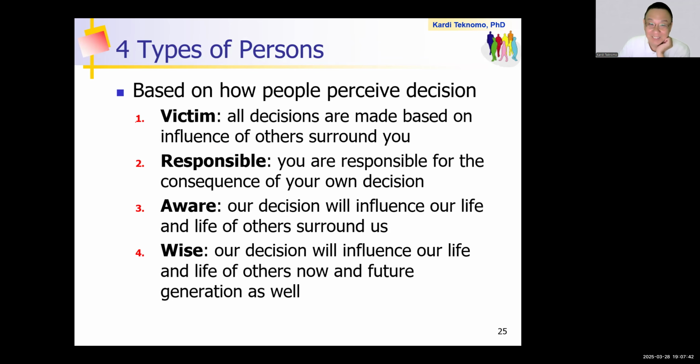The third type of person is actually aware that our decision is not only based on our life, but also the life of others surrounding us. The people in the government also influence you, right? With their decision, even though it is not your decision. But not only that. If you are wise enough, then you also know that our decision will also influence the life of others in the future, because our ancestors' decisions influence us.